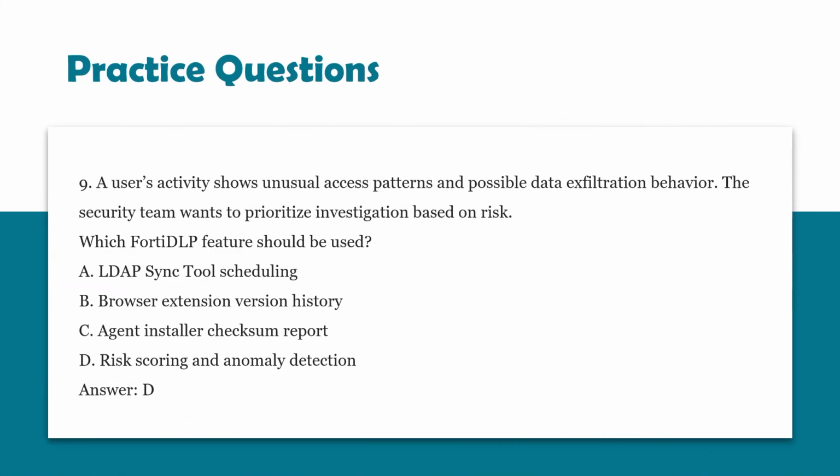9. A user's activity shows unusual access patterns and possible data exfiltration behavior. The security team wants to prioritize investigation based on risk. Which FortiDLP feature should be used? A. LDAP sync tool scheduling. B. Browser extension version history. C. Agent installer checksum report. D. Risk scoring and anomaly detection. Answer: D.